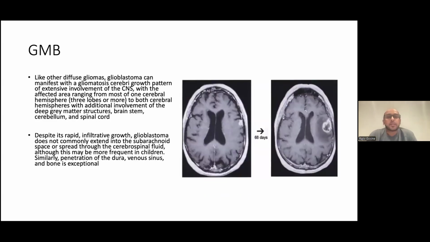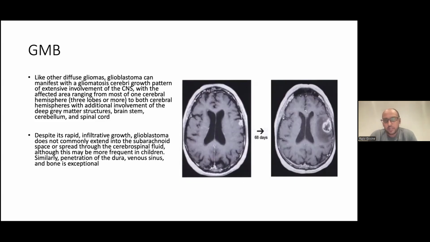Like other diffuse gliomas, glioblastoma can manifest a gliomatosis cerebri growth pattern of extensive involvement of the CNS, with the affected area ranging from most of one cerebral hemisphere, affecting 3 lobes or more, to both cerebral hemispheres, with additional involvement of the gray matter structures, brainstem, cerebellum, and spinal cord. Despite its rapid infiltrative growth, glioblastoma does not commonly extend into the subarachnoid space or spread through the CSF, although it can occur in pediatrics. Similarly, penetration of the dura, venous sinuses, and bone is exceptional.